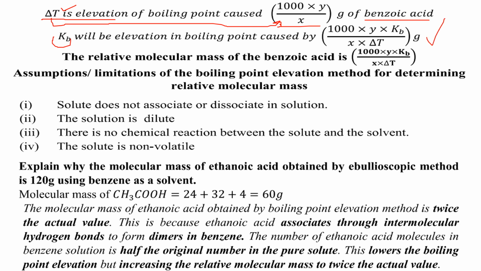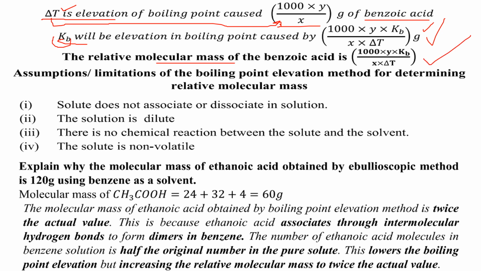And then thereafter, since Kb is in terms of 1 mole, that means that this mass is going to give us the molecular mass. That's why we conclude and say that, therefore, the relative molecular mass of benzoic acid is going to be given by this.